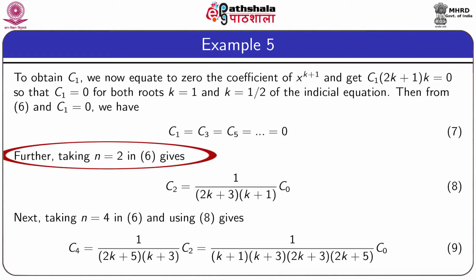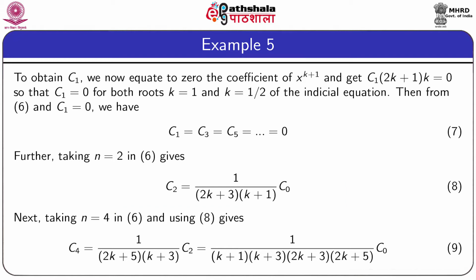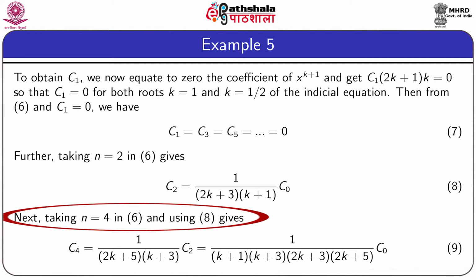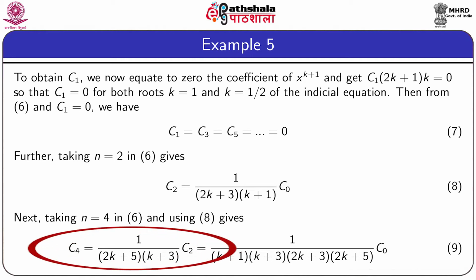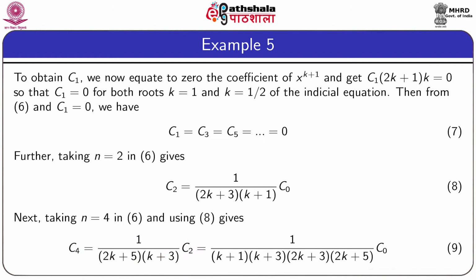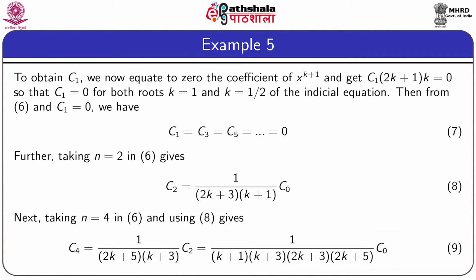Now, we put n equal to 2 in equation number 6, and we will get c 2 is equal to 1 by 2 k plus 3 into k plus 1 c 0. Similarly, we put n equal to 4 in equation 6, and using 8, we will get c 4 is equal to 1 by 2 k plus 5 into k plus 3 into c 2, and then we substitute the value of c 2 from 8 in equation number 9, and we obtain 1 by k plus 1 into k plus 3 into 2 k plus 3 into 2 k plus 5 into c 0.